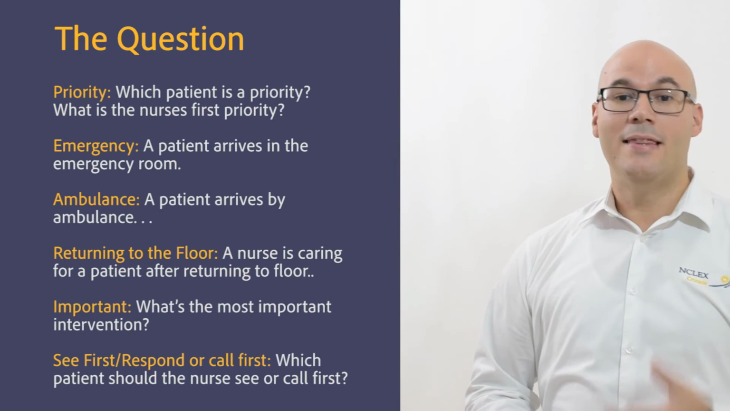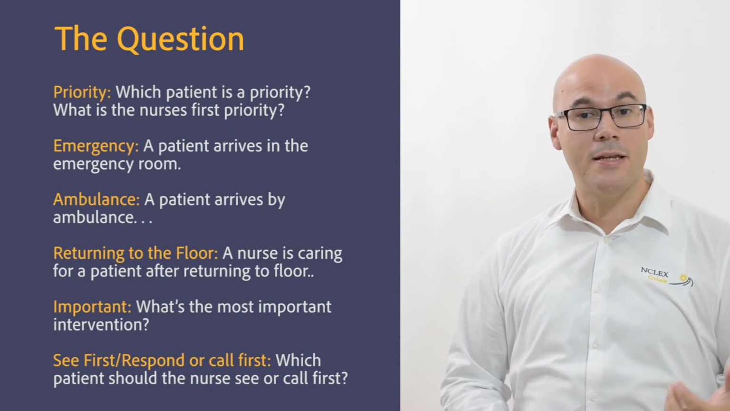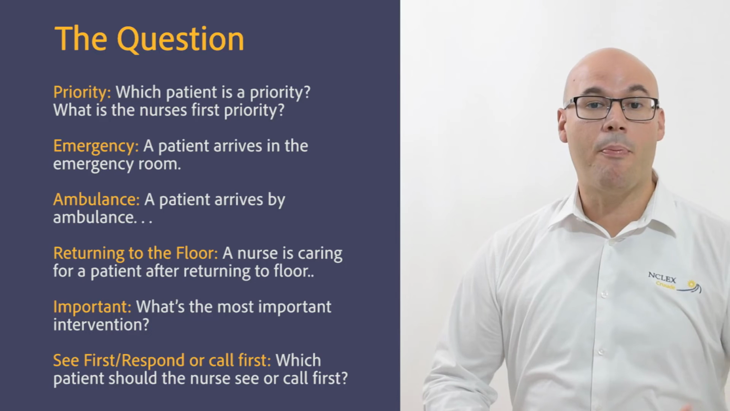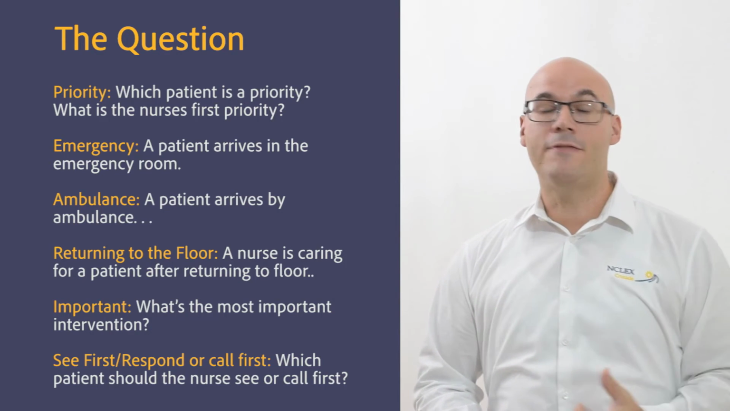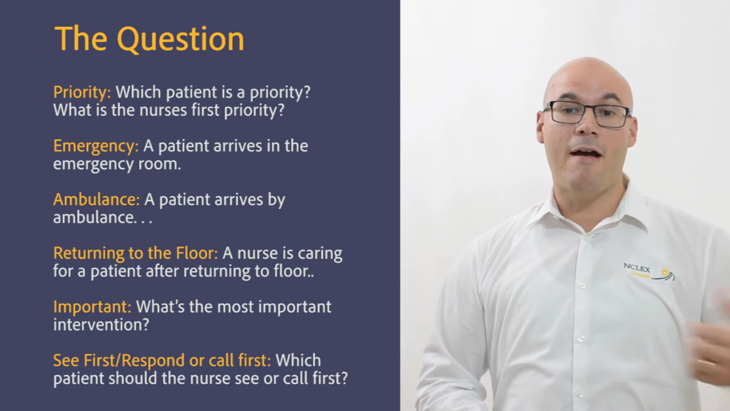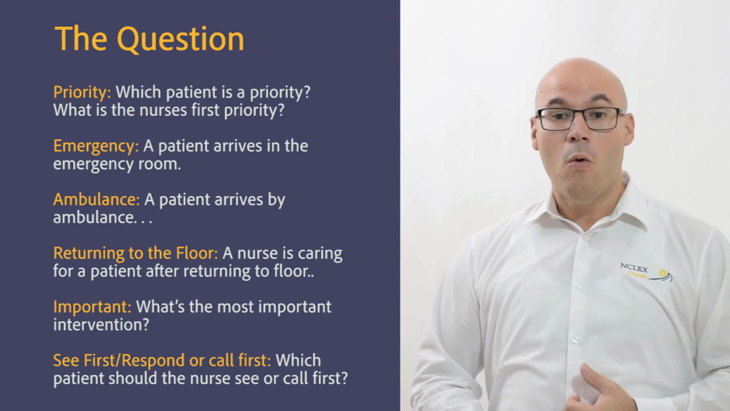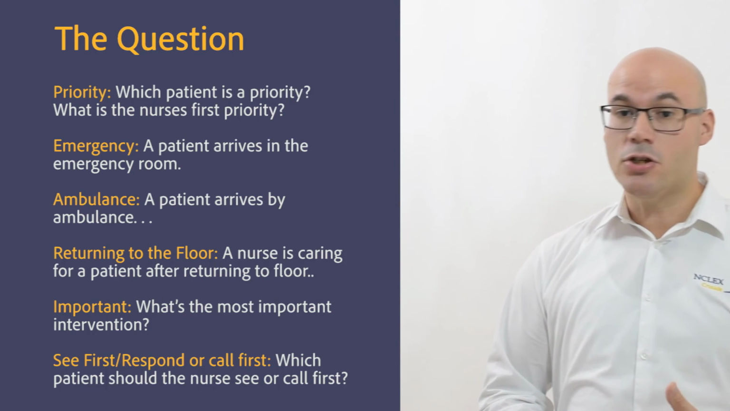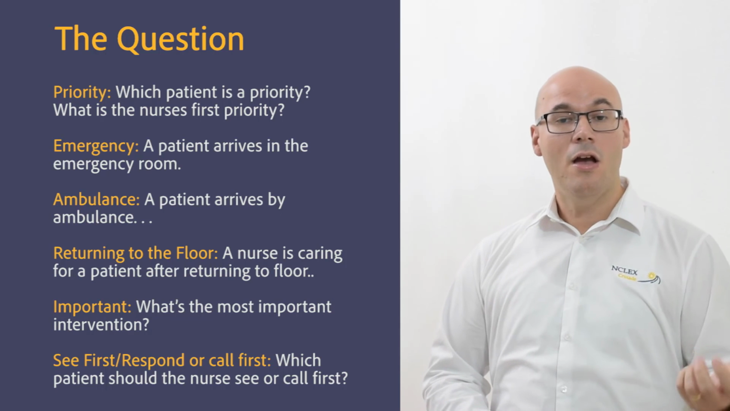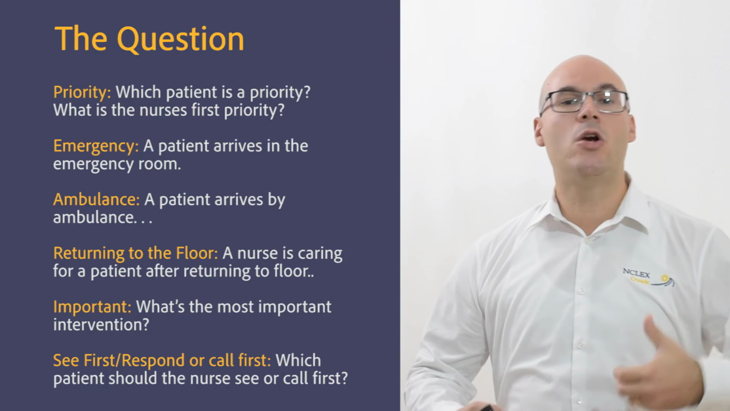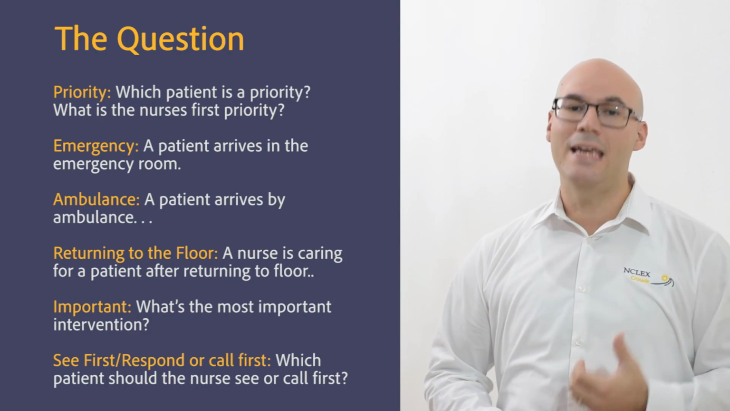Which patient is a priority? What is the nurse's first priority? It is very simple to understand that this is a priority question, but sometimes the question does not even mention the word priority, and it's still a priority question, such as a patient arrives in the emergency room, a patient arrives by ambulance, a nurse is caring for a patient after returning to the floor. What is the most important intervention, or which patient should the nurse see or call first? All those are examples of priority questions, but students do not see it as clear.